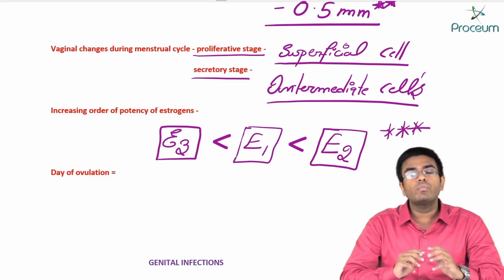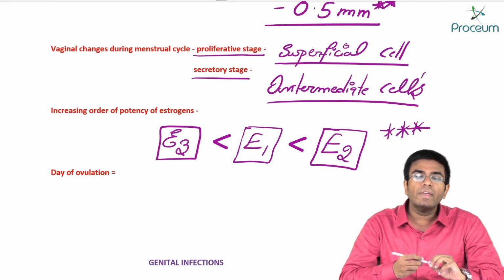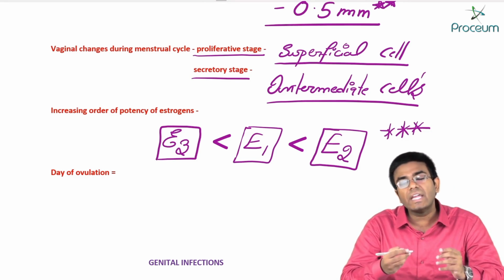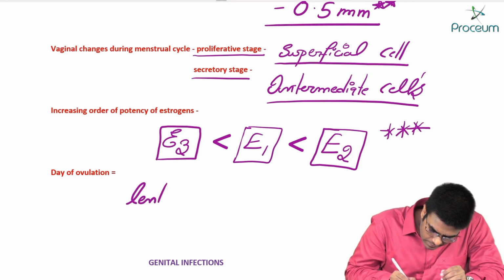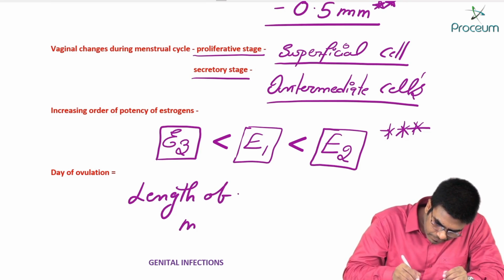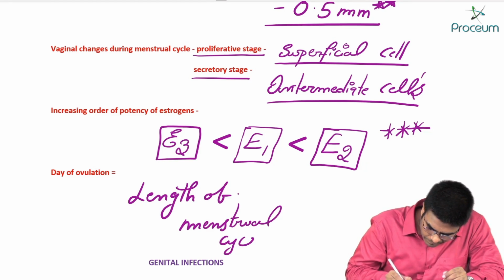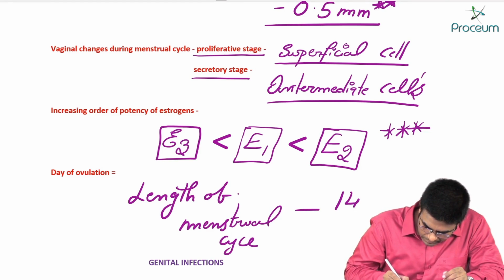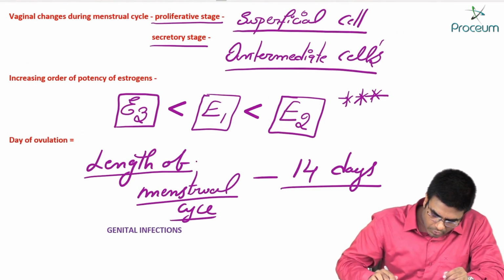Now, day of ovulation. How can we know when the female has ovulated? What is the day of ovulation? It's very easy. The formula is length of menstrual cycle minus 14 days. This is the formula for knowing the day of ovulation.